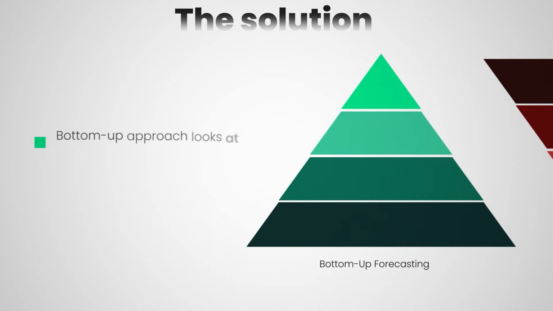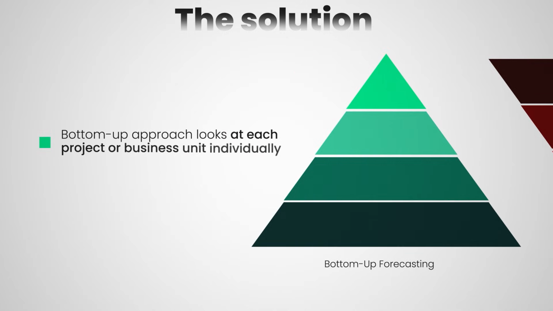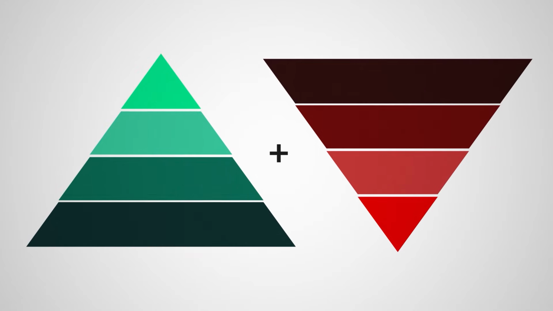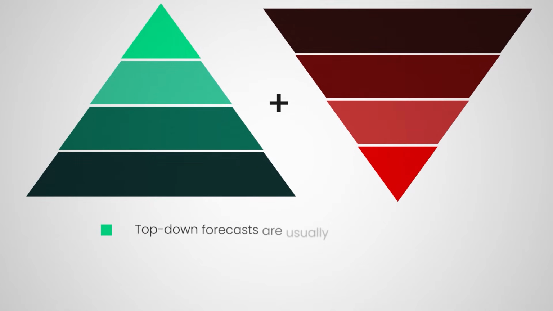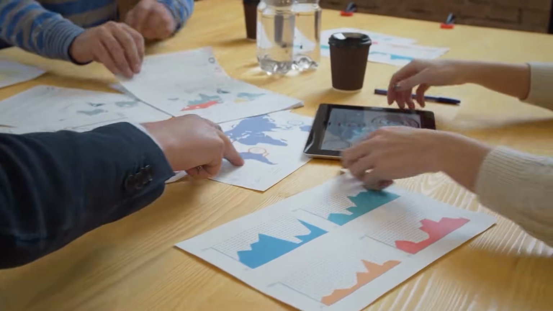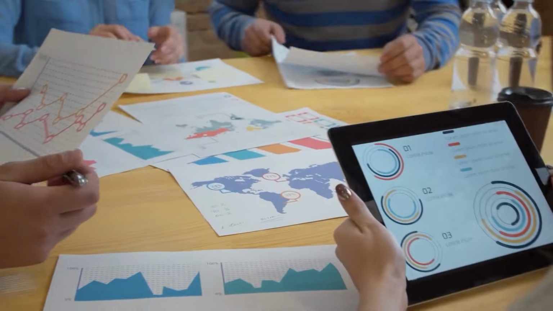A bottom-up approach looks at each project or business unit individually. Usually that's done not by finance, but by the budget owners, the different teams like the sales team, the marketing team, the product team, etc. And then you roll those bottom-up forecasts up to get your total forecast. The reason why combining both methods is so powerful is that on the one hand, top-down forecasts are usually too aggressive. On the other hand, bottom-up forecasts are often too conservative because people build in buffers at every layer. It's just human. If the forecast is created by the same people who have to deliver against it, then they will try to lower expectations.